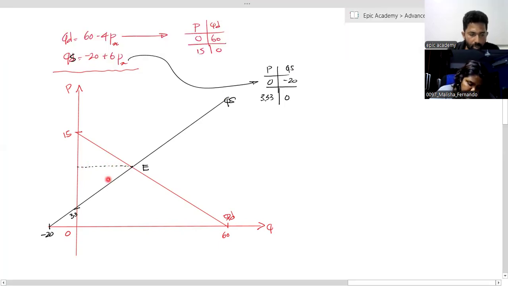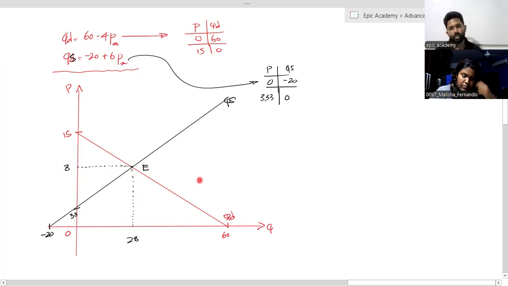To derive that one, we already calculated the equilibrium. The price, I think, is 8 rupees, isn't it? Yes, 8. And the quantity is 28, isn't it? Yes, 28. This is the equilibrium position.